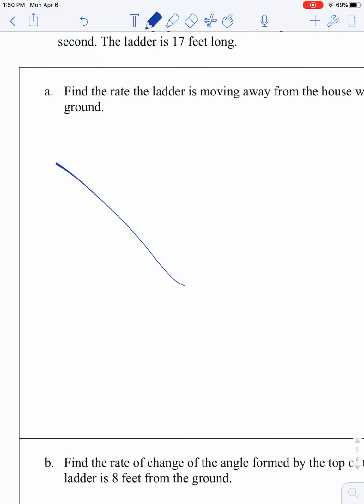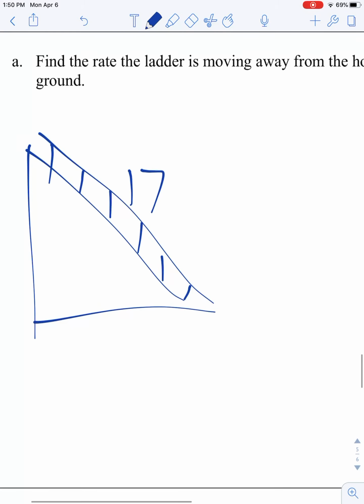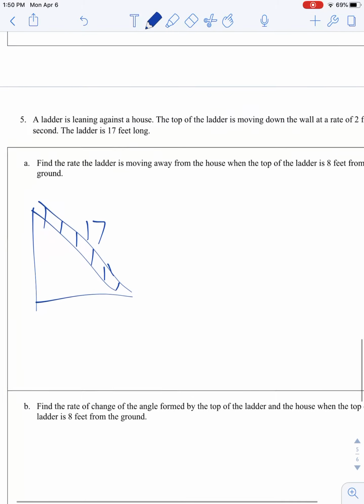You have the ladder leaning against the wall. And we know the length of the ladder is 17. Is that ever going to change? Is the length of the ladder going to change? If the ladder slides down to there, the ladder is still 17. So 17 here is a constant. I can use that in my formulas. It's never going to change. The length of the ladder is not changing.